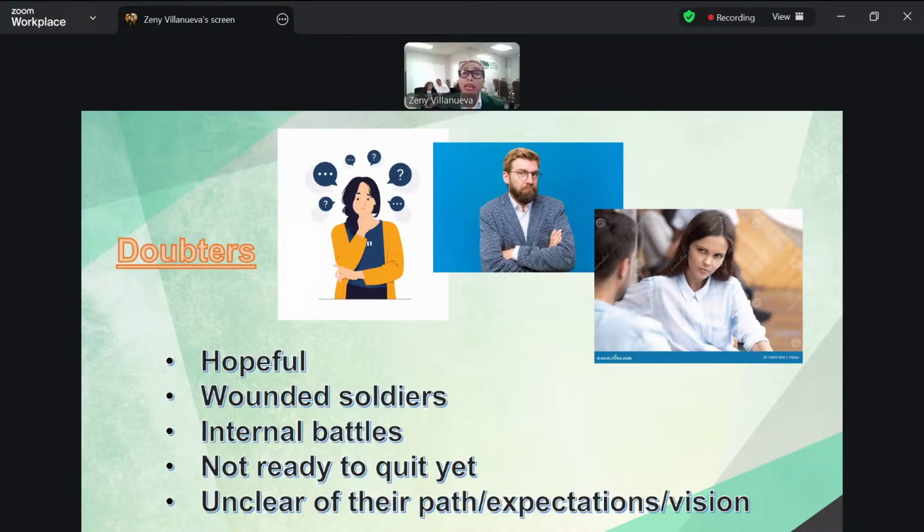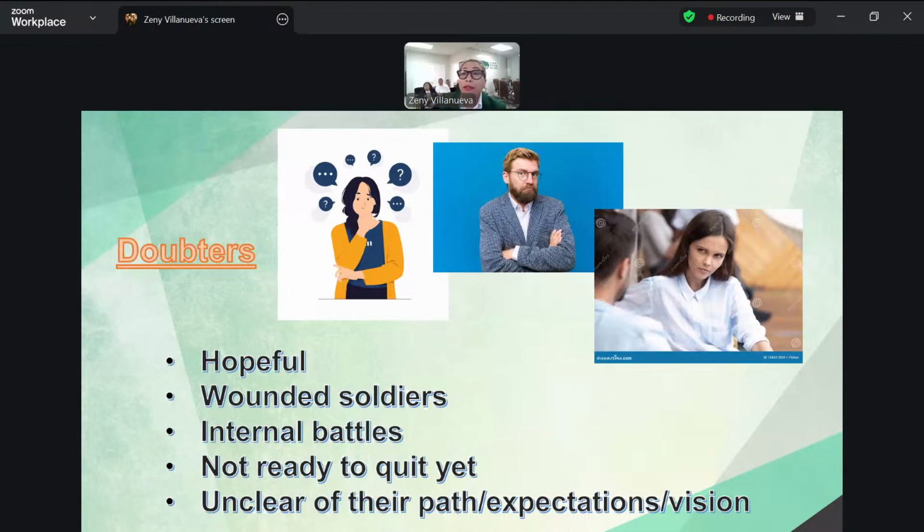So they're not ready to quit, but they are holding on to the line because there is that hope of, this is it. There's nowhere else for me to go. I need to stay and learn more about this. They're very unclear of their path, of where they're going. They're unclear of their own expectations, of what they're supposed to expect for themselves. What's the direction with themselves? It's a business. That's why these are the doubters.